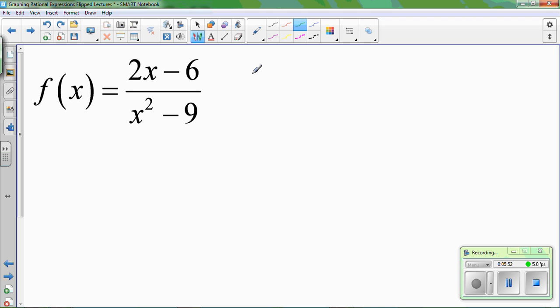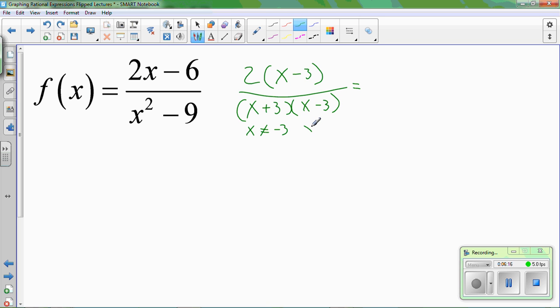So step one is factor the numerator and the denominator. The numerator has a GCF. I could take that out. I get 2x minus 3. The denominator factors as x plus 3, x minus 3. Now these numbers down here would end up giving me that x cannot equal negative 3 and x cannot equal positive 3. Now this is going to cross out.